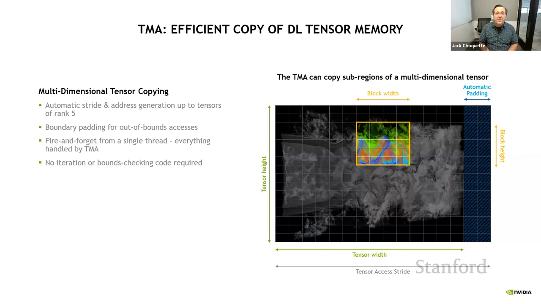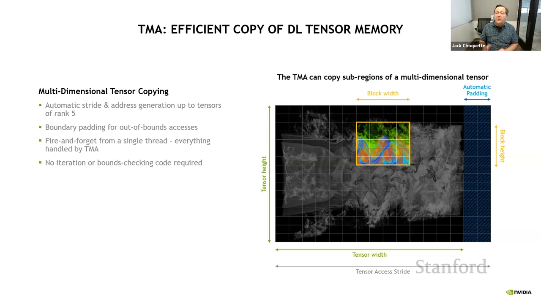Let's dive a bit more into the new TMA unit. I already talked about how the TMA unit efficiently performs asynchronous copies. It was designed specifically to handle the complexity of copying and managing multi-dimensional deep learning tensors in memory. It will automatically compute the addresses, strides, and bounds checking needed for tensors up to rank 5. It will even automatically pad out-of-bound values so you don't get junk when copies go out of bounds and you need to pad.